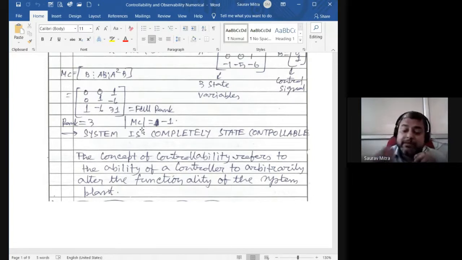What is the meaning of that? That means if you give some external input, with that you can maneuver the system. You can take the system from the initial condition to any other values by giving some kind of external input. So this is actually the concept of state controllability.